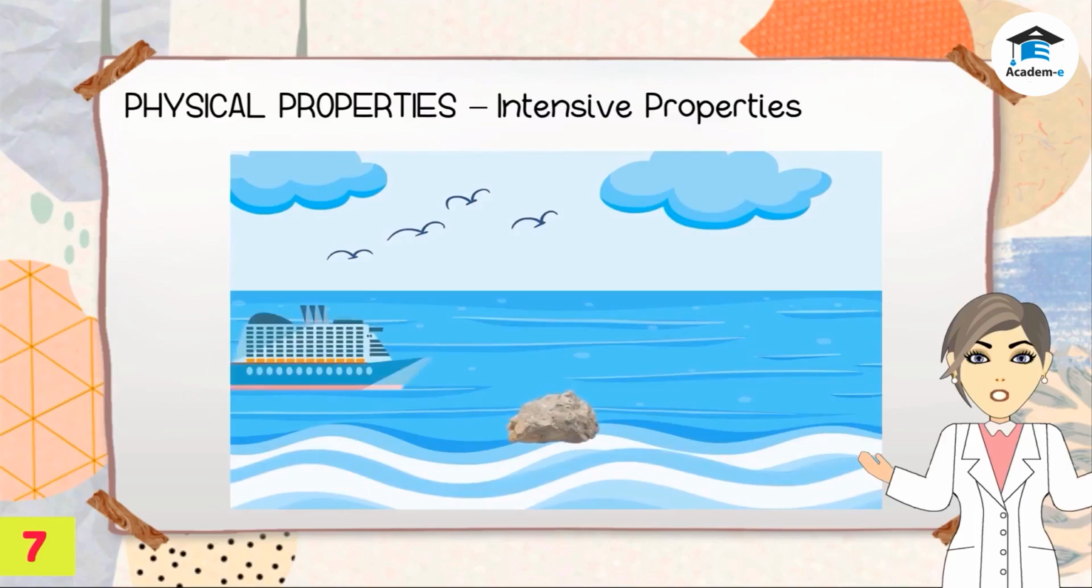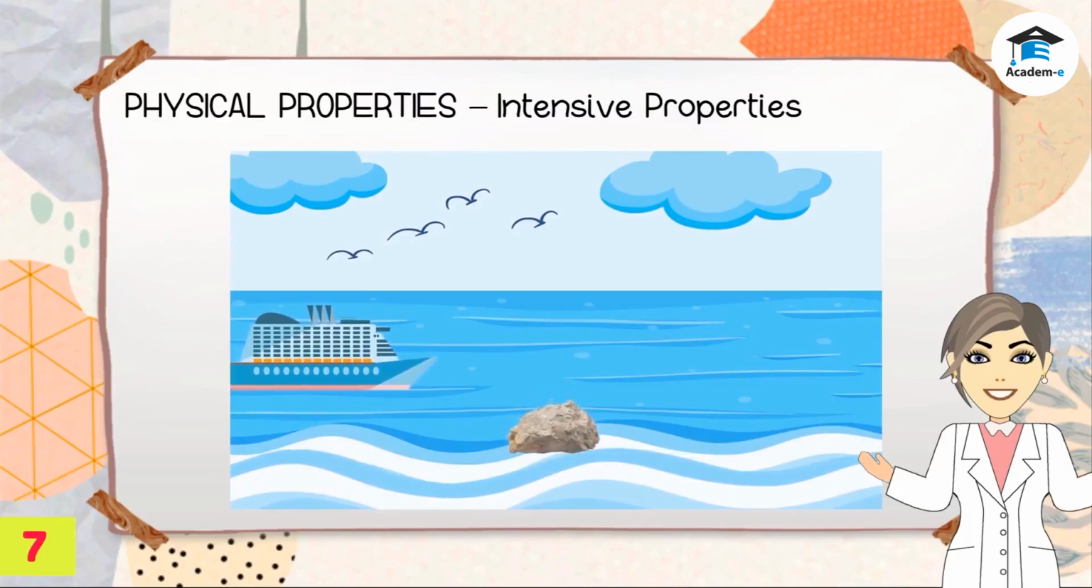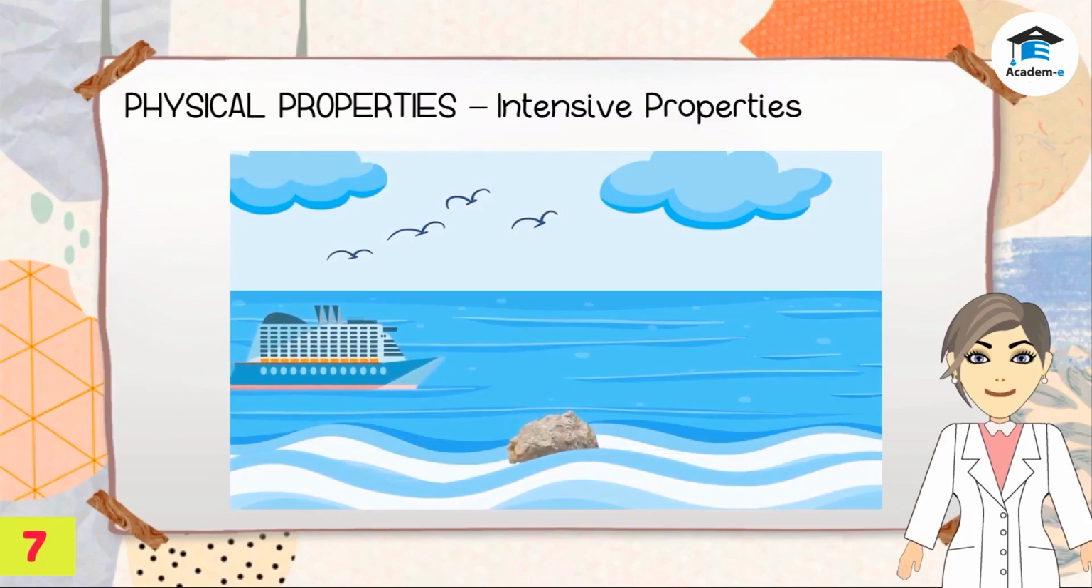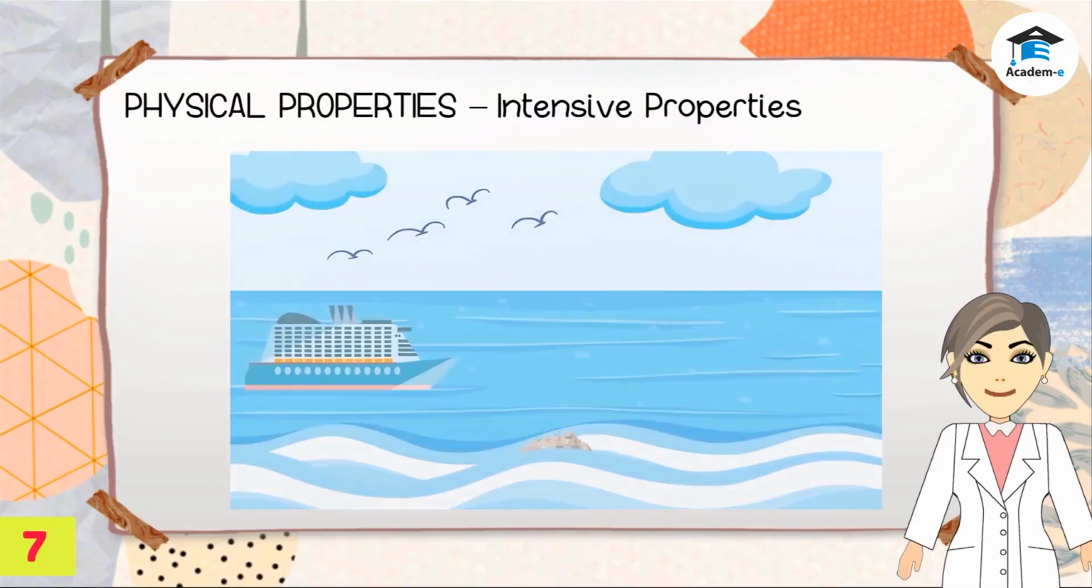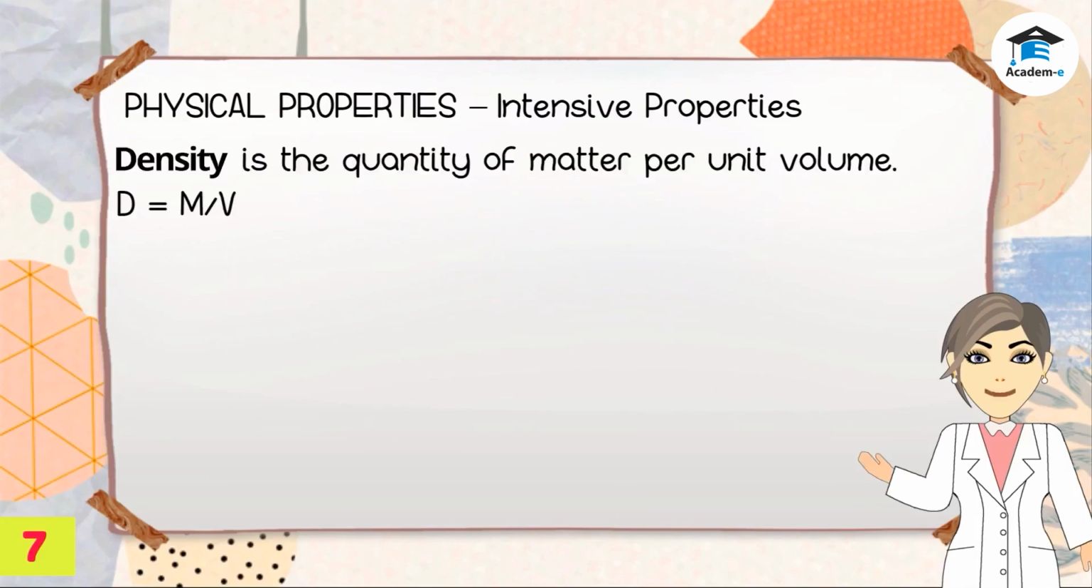Have you ever wondered why a small piece of rock sinks in the water while a big metal ship floats? The phenomenon can be explained by the density of matter. Density is the quantity of matter per unit volume.